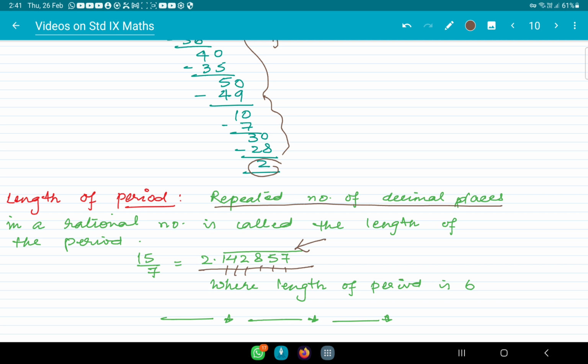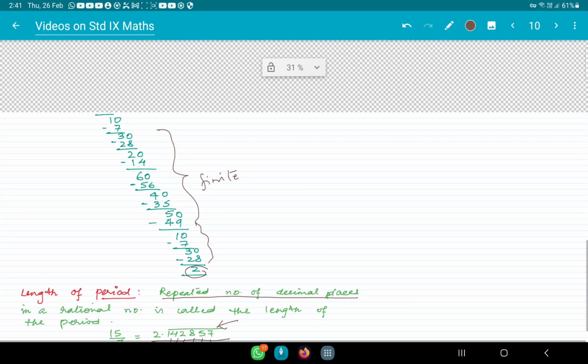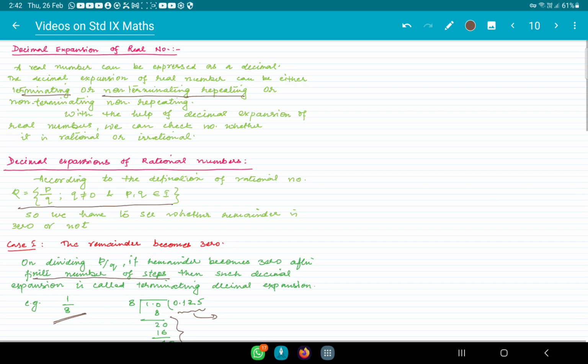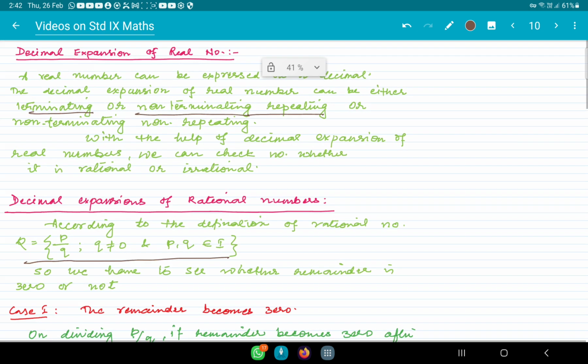So how can we find the length of the period? Check how many numbers are repeating. That will be the length of the period. So this is all about this video. Now we will revise it.